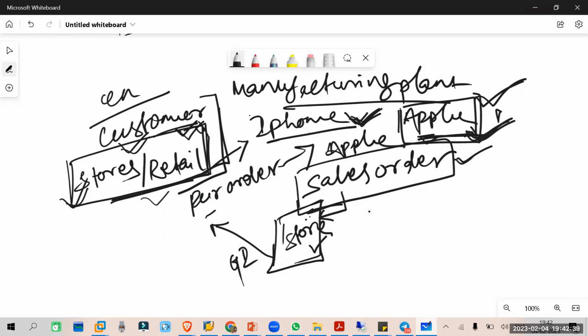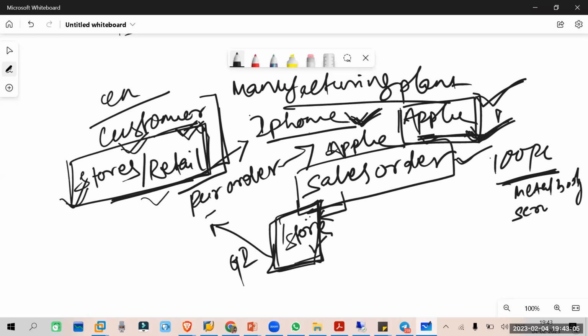Let's say you are not having the product in your warehouse, and you need 100 pieces of iPhone. You need to manufacture 100 pieces of iPhone. To manufacture these 100 pieces, you need some components for that. Let's say you need a metal body, you need a screen, you need a motherboard.